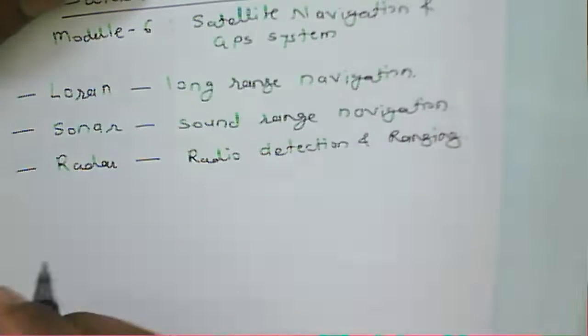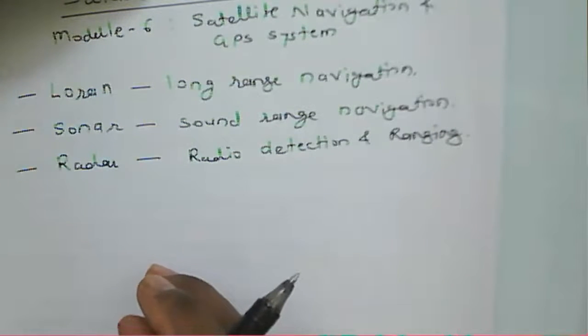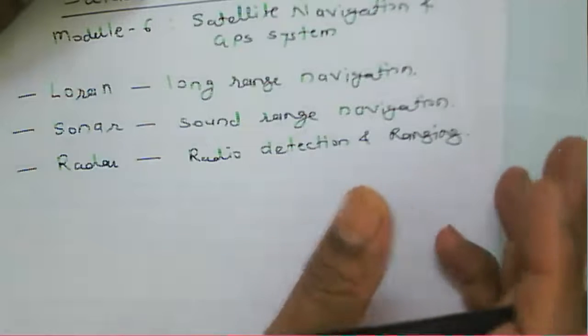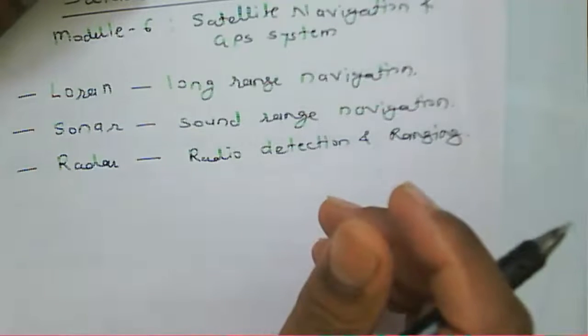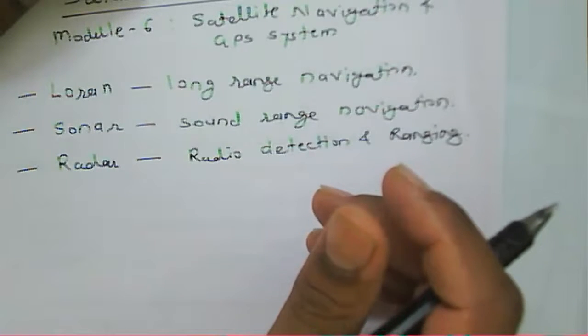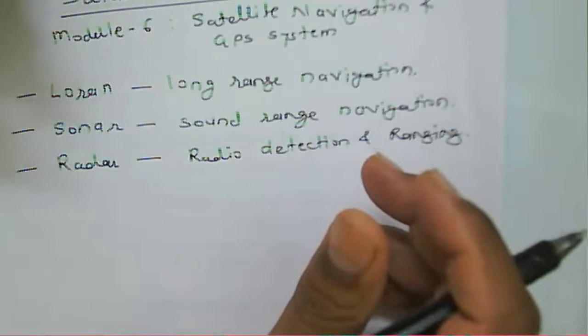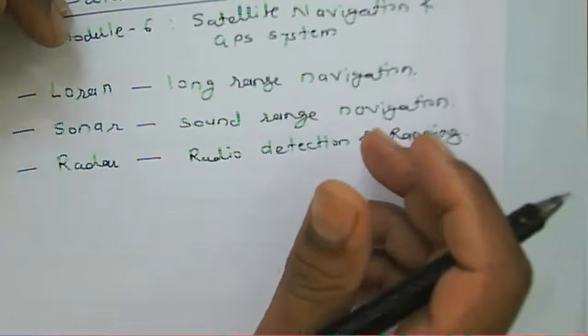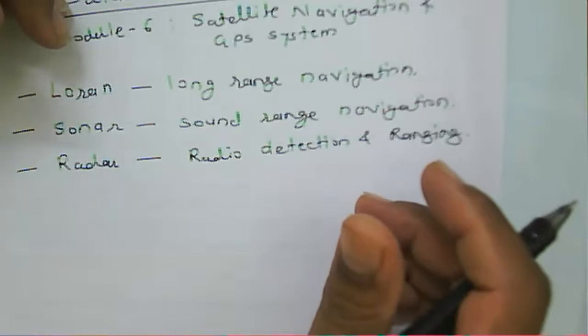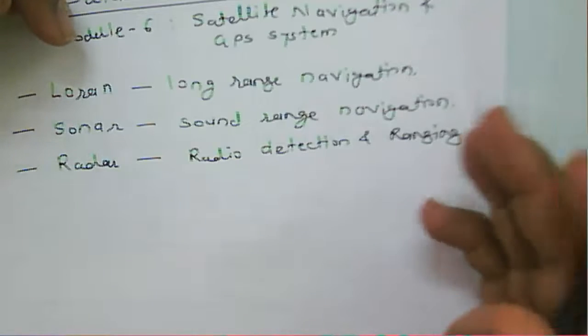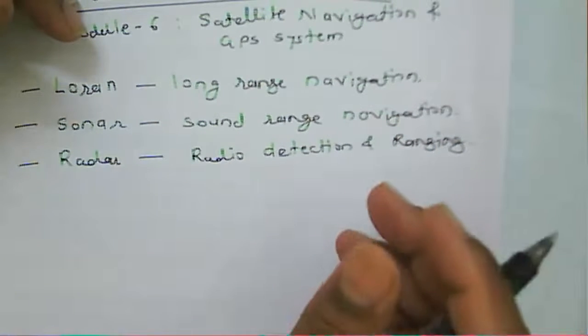Then another method for navigation. In earlier days, people used gyroscopes for ships and aircraft, and through that they could find out the direction or position.